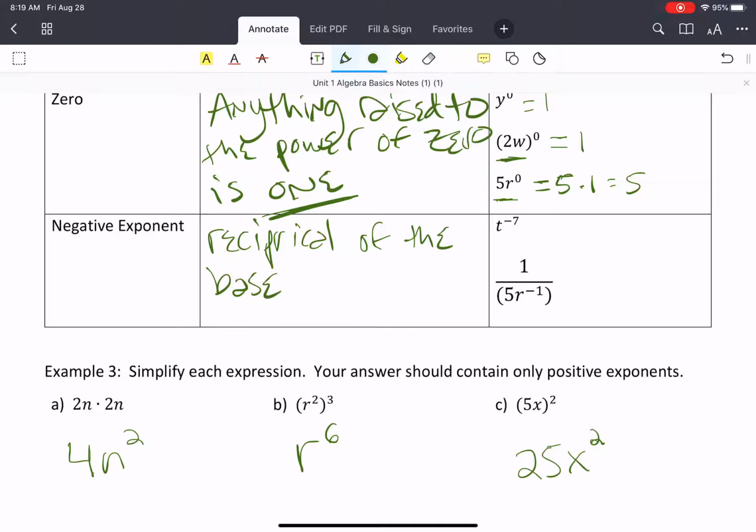What does the word reciprocal mean? You got it. The fraction is flipped upside down. So let's look at this first one, t. First of all, I don't see a fraction at all for t. Yeah, it's over 1. So if I want to make that negative exponent a positive, it's going to switch and become 1 over t to the 7th. You flip the base.